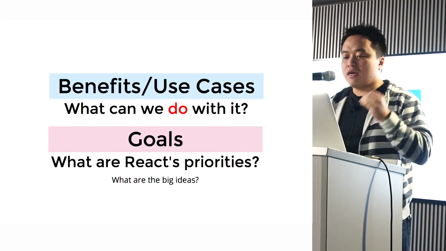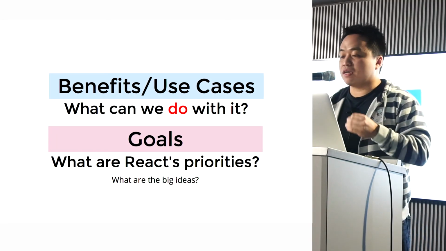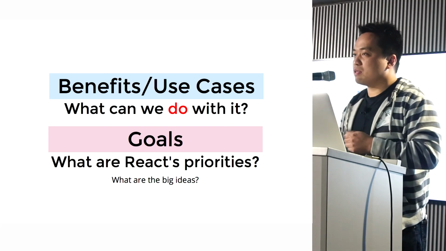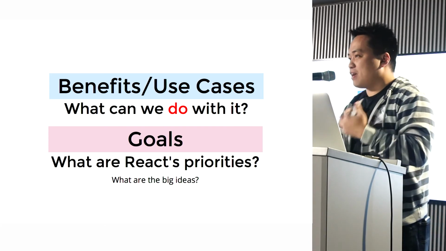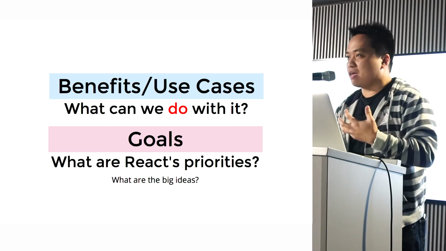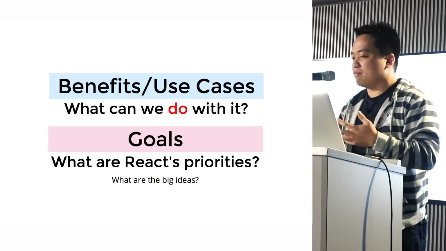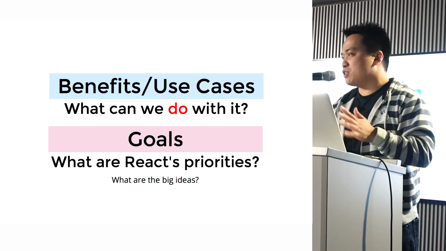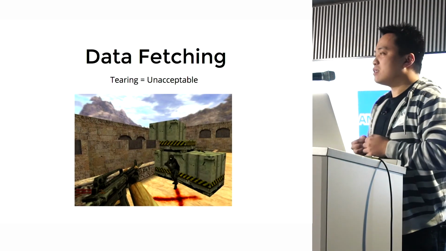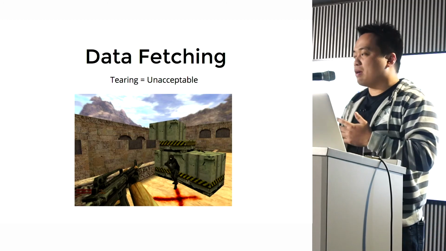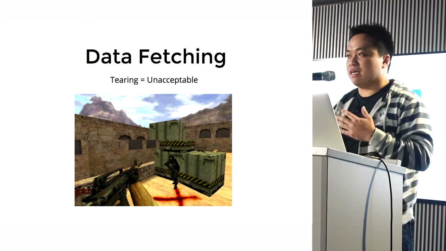So let's keep going. Now we'll talk about benefits, use cases, what can we do with it, as well as the goals. What's the big idea? What's React's priorities? And I think through my reading and research, I've understood it somewhat. I'm sharing with you my thoughts. These are not the React team's official thoughts. So the big problem that we solve right off the bat is data fetching.